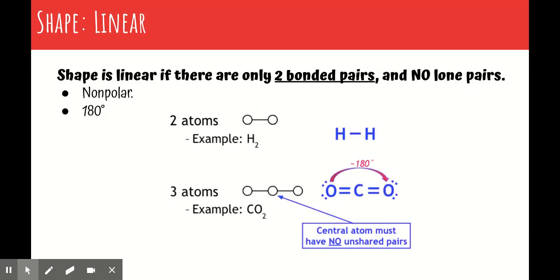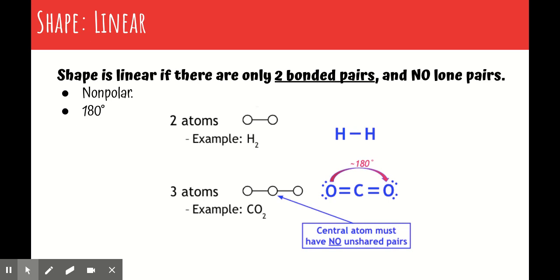So let's start with the basic ones. Our first shape is called linear. The shape of linear is if there's only 2 bonded pairs and no lone pairs. There are 2 examples of this here. On the first example, you have 2 atoms. These are all those diatomic molecules. Those were on the slides from last class.